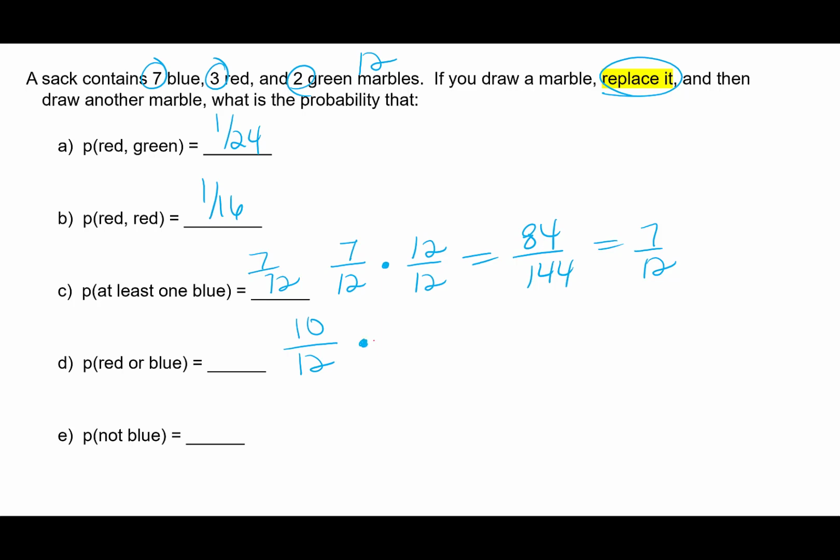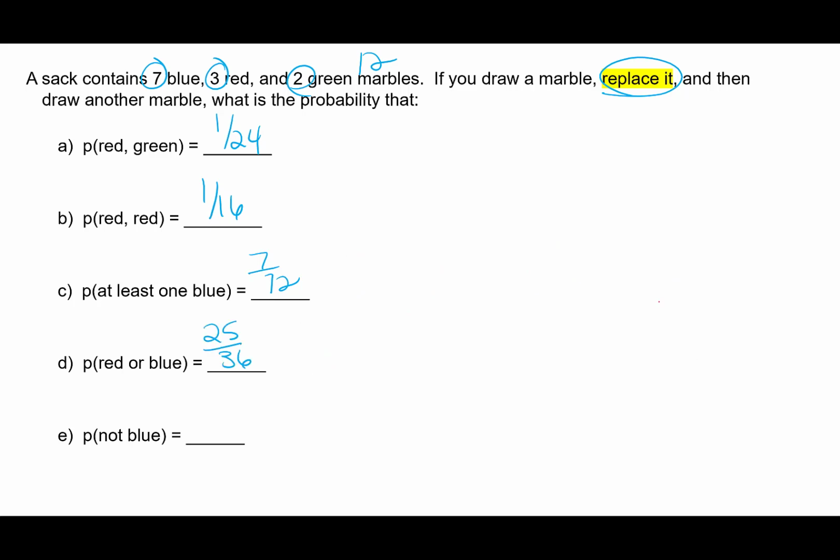Whatever marble we picked up, remember, we're going to put this one back in the bag and ask yourself the same question. What is the probability that your second pick will be red or blue? It's also going to be 10 over 12. Multiply that straight across to get 100 over 144, which simplifies to 25 over 36.